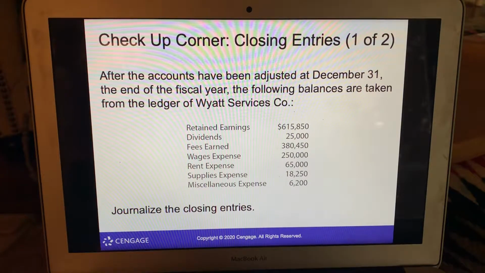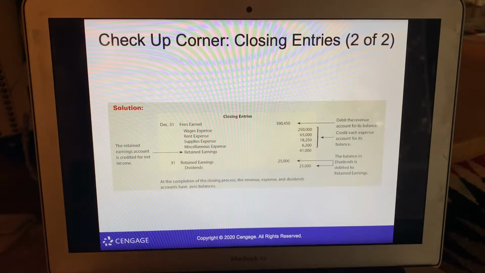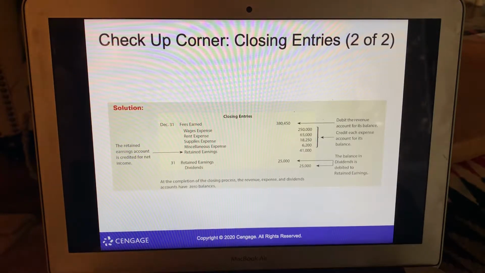So after the accounts have been adjusted at December 31, the end of the fiscal year, the following balances are taken from the ledger: retained earnings $615,850, dividends, fees earned, wages expense, rent expense, supplies expense, miscellaneous. So we'll journalize the closing entries as follows. Fees earned $380,450, wage expense, rent expense, all of those expenses, and then our retained earnings, and that goes to dividends. We're crediting dividends and debiting retained earnings.